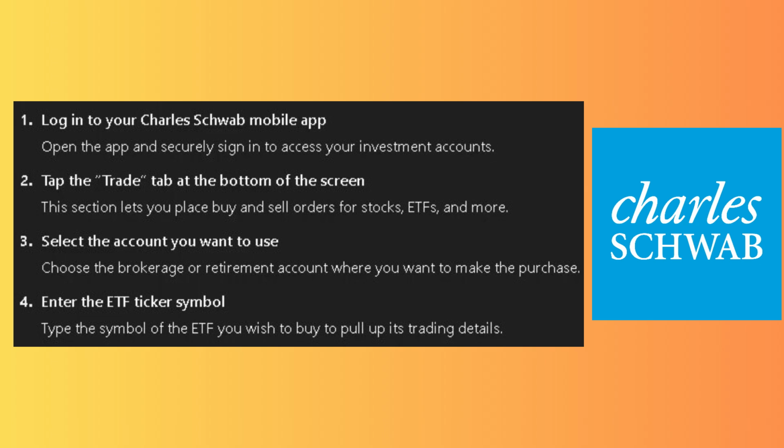Tap the Trade tab at the bottom of the screen. This section lets you place a buy and sell order for stocks, ETFs and more. Select the account you want to use. Choose the brokerage or retirement account where you want to make the purchase.